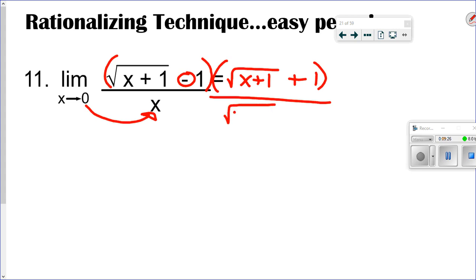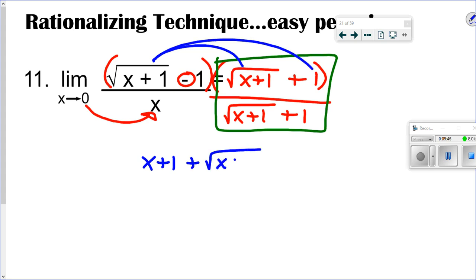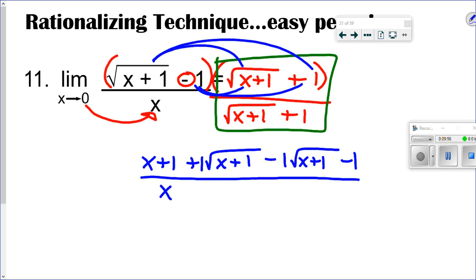And I have to do that on the top and bottom because what I'm really multiplying by is 1. Since I have the same thing here, this something divided by itself is really 1. So then I multiply. We have the square root of x plus 1 times the square root of x plus 1 is x plus 1. This is the square root of x plus 1 times 1. And negative 1 times the square root of x plus 1. And negative 1 times 1 is negative 1. It's all over x times the square root of x plus 1 plus 1. And you never need to FOIL the bottom part.